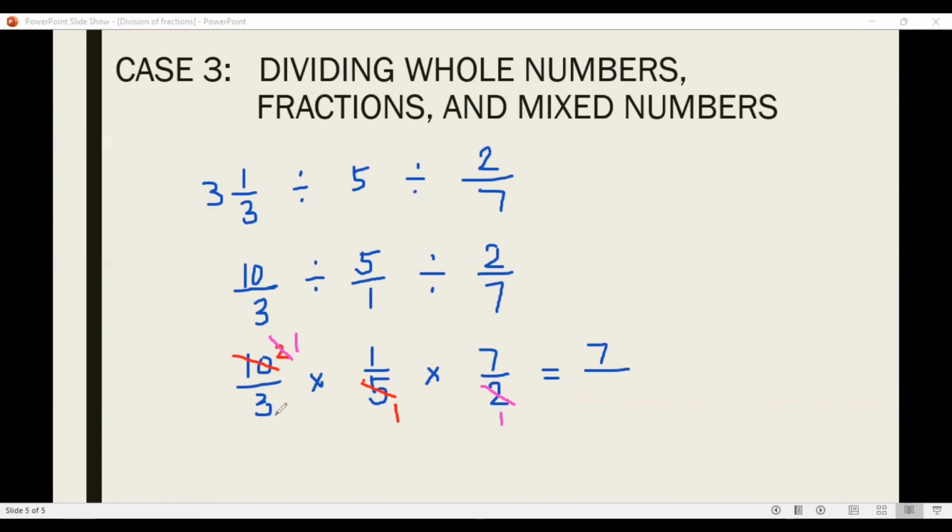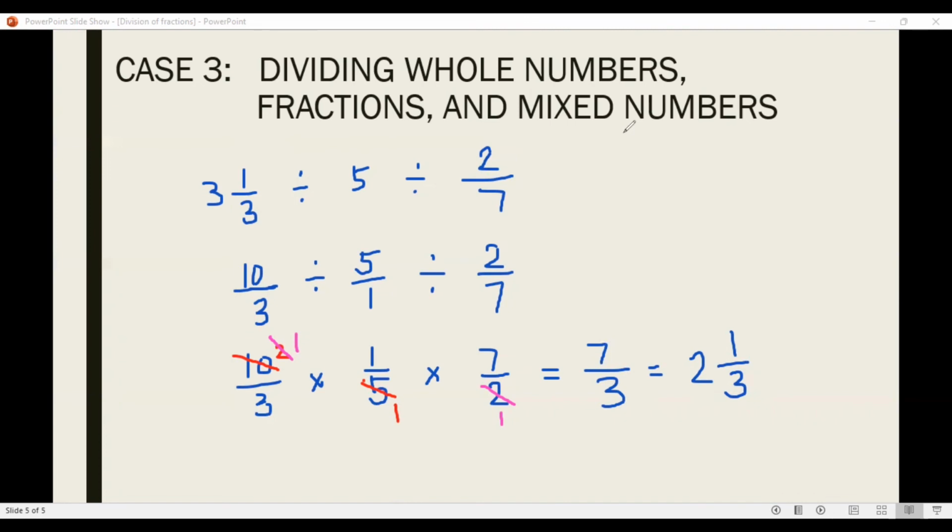And you can now have 3, 1, 1. The answer is equivalent to 7 over 3. And okay, if you can mentally solve this already, how many groups of 3's are there in 7? So there are 2, and obviously that is equivalent to 6. So 6 subtracted from 7 is 1. So the answer in mixed number is 2 and 1/3. But if you have the improper form, you can just simply have the 7 over 3. And that's the quotient of having 3 and 1/3 divided by 5 divided by 2 over 7.